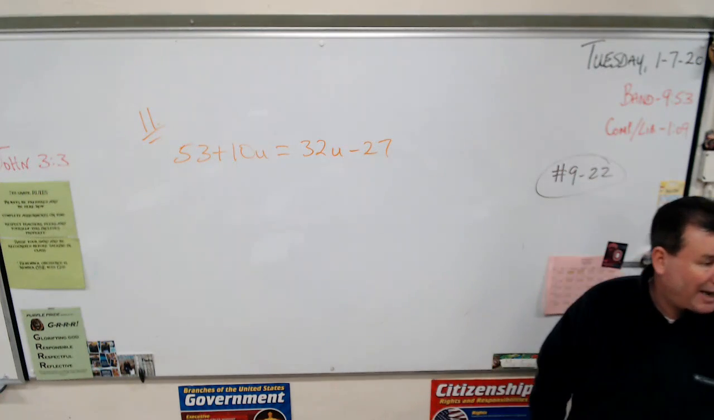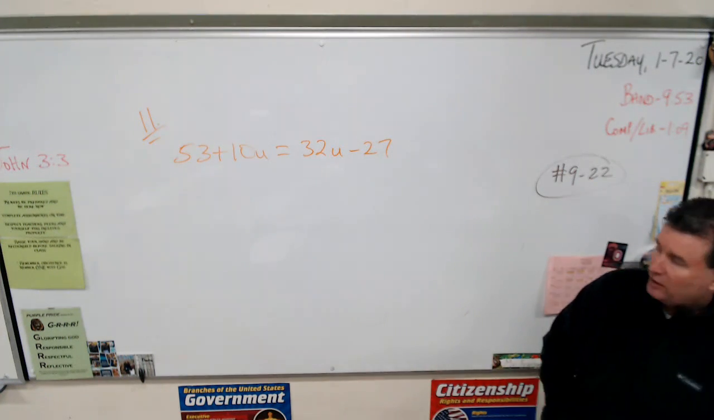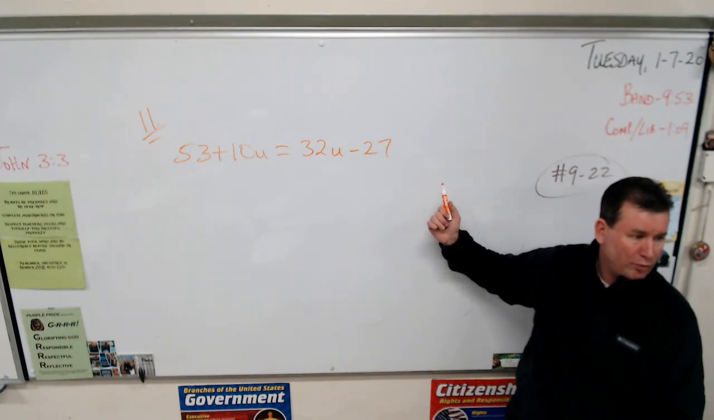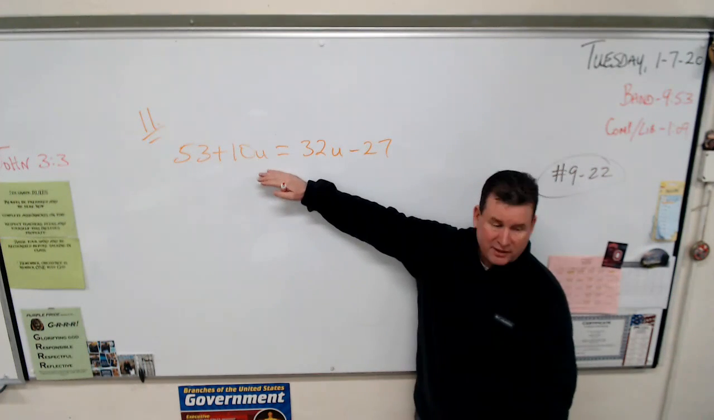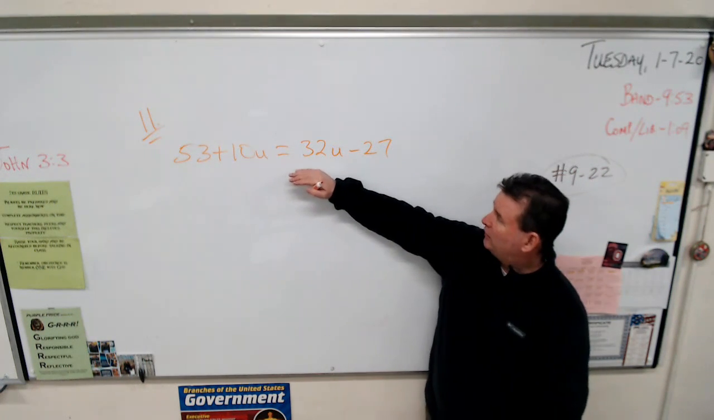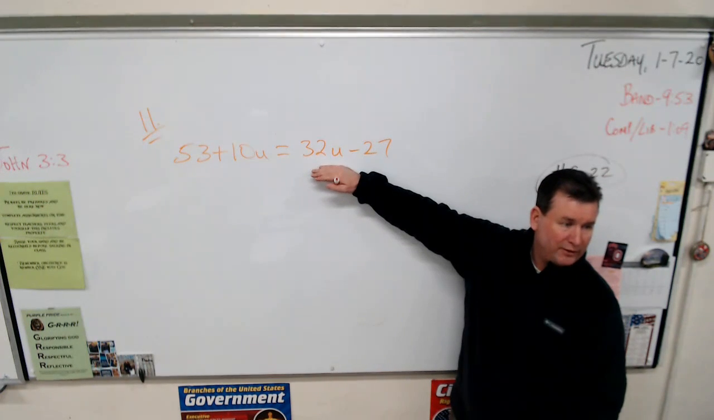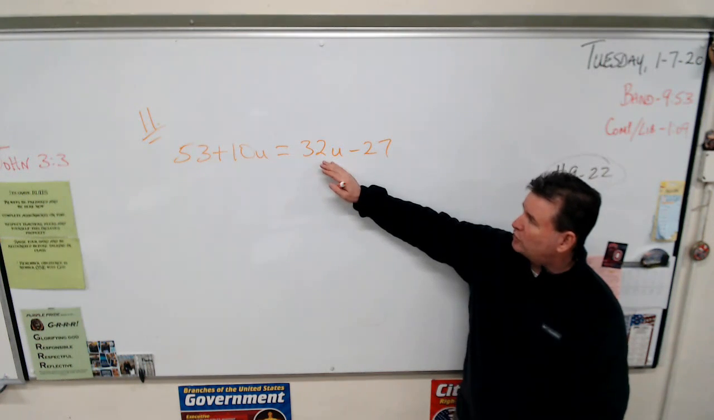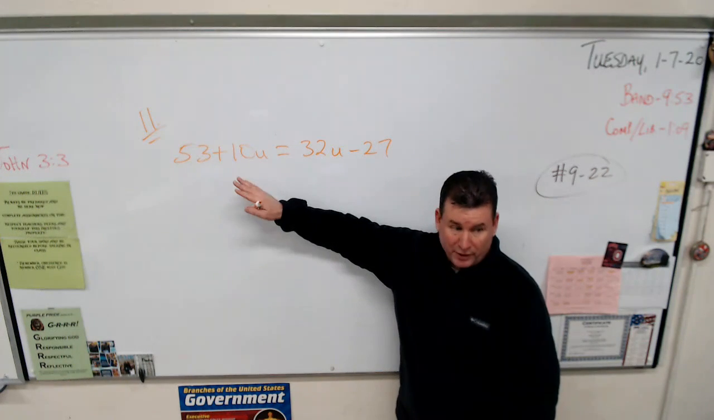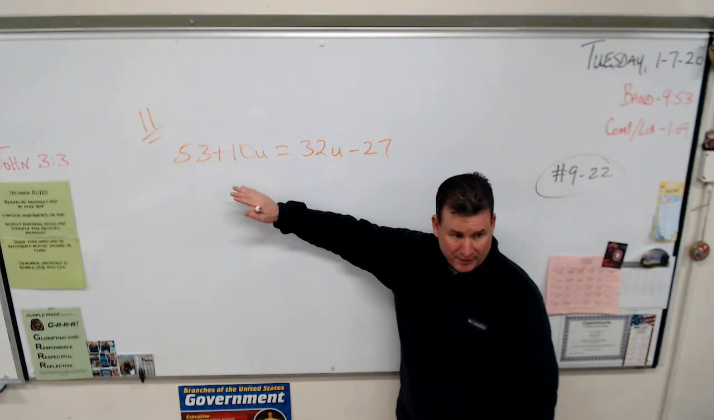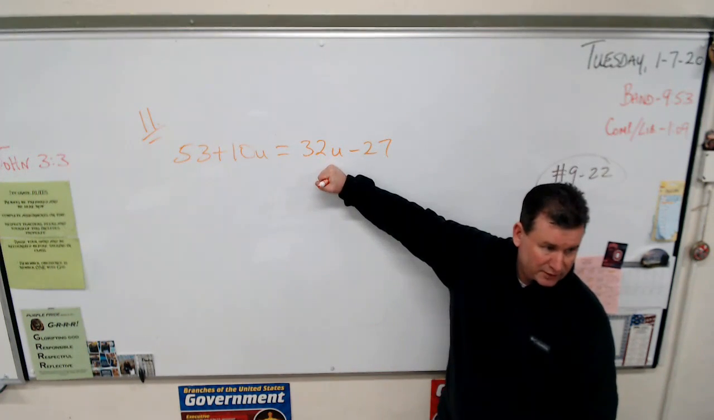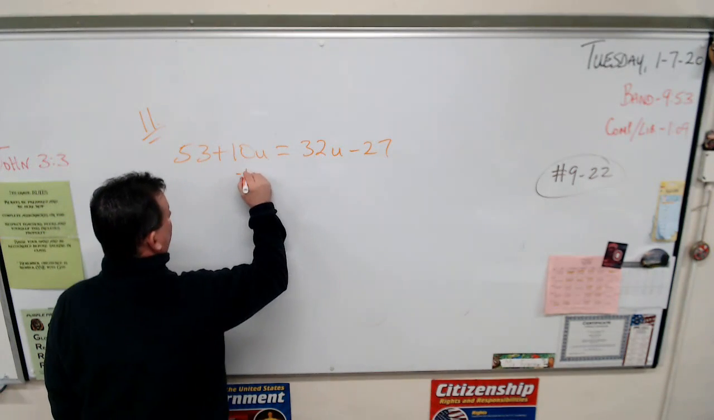So since I like working with positive numbers, I'm going to choose to put my U's on the right. Because I notice that if I subtract 10U, that's going to give me a positive number on the right. You with me? I could take 32U and subtract it from both sides, and I would still get the same answer. But I'm going to subtract 10U because that's going to keep my U's positive. Got it? So minus 10U.